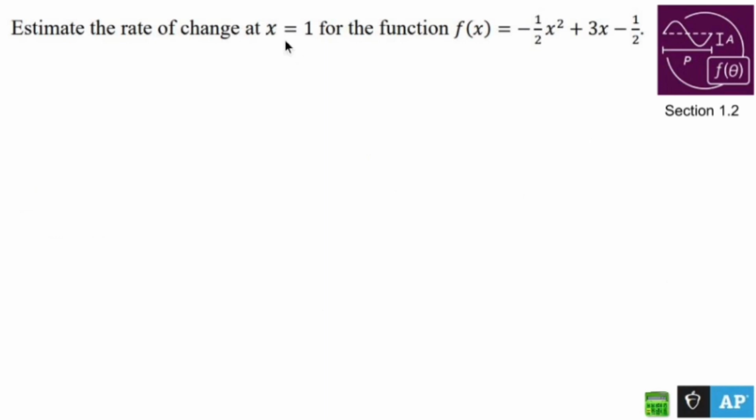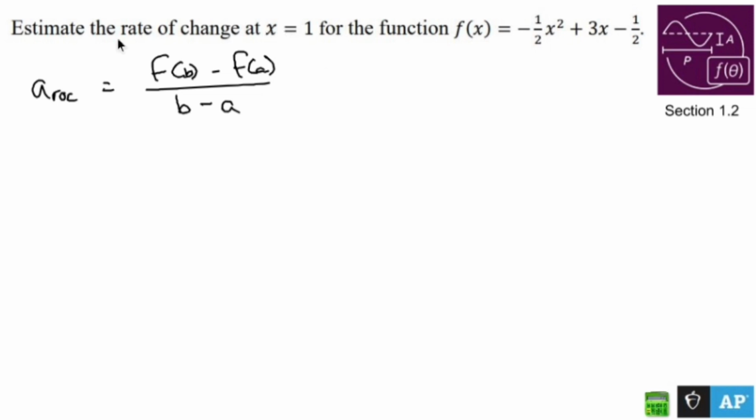Estimate the rate of change at x equals 1 for the function f of x equals negative 1/2 x squared plus 3x minus 1/2. Now, we know the average rate of change, the AROC, is going to be f of b minus f of a over b minus a. This isn't asking for that. This is asking for the rate of change at the very moment when x is equal to 1. Well, this involves calculus, and we don't know calculus yet. So we're going to use our calculator to give us a trick.